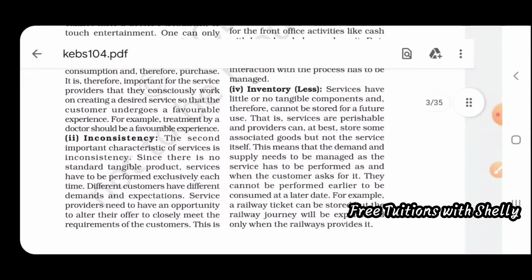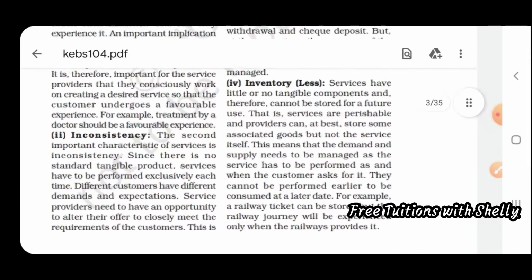The fourth one is inventory. It means services have little or no tangible components. It is not like a product, so we cannot store it. If it is a car or an electronic gadget, we can store it. But services do not deal with products, but with results. So it cannot be stored for the future. So there is no inventory.